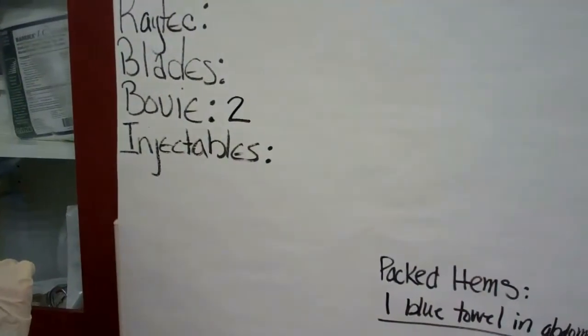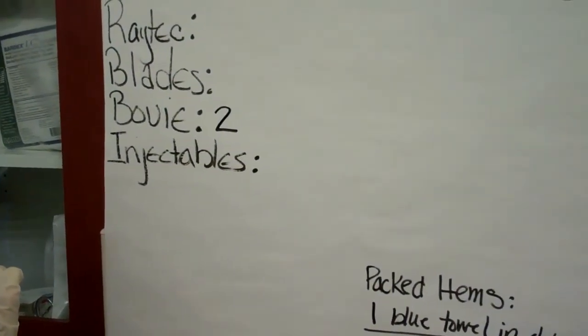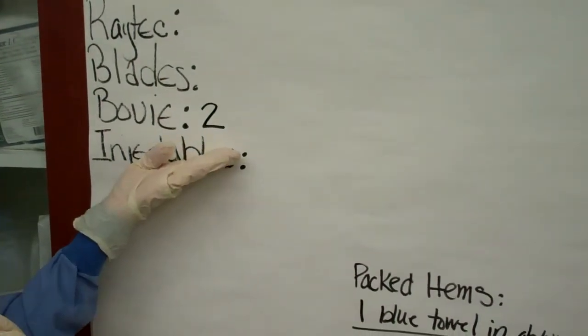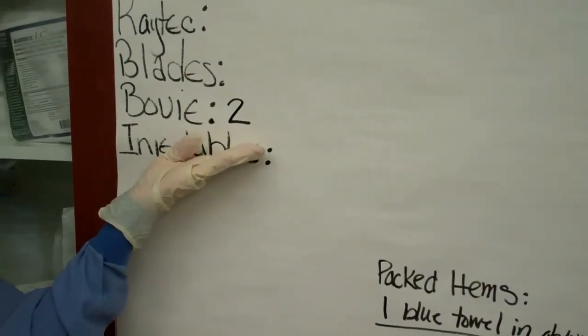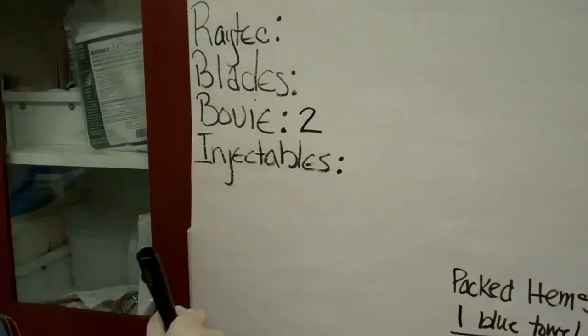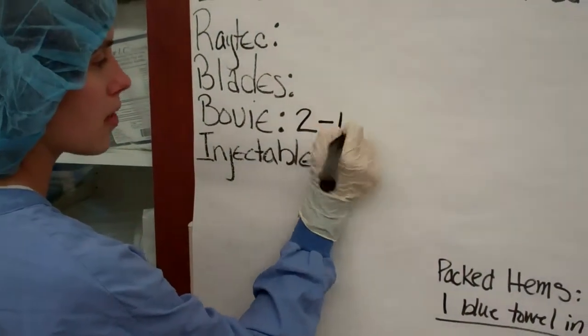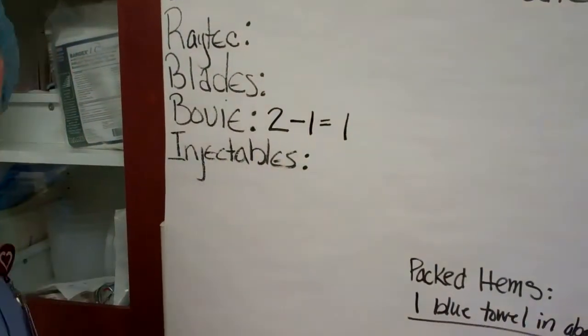For example, if you were to have a contamination or an item drop off your field, we're starting with 2 bovie tips. 1 bovie tip has dropped off the table. So we're going to account for that. Minus 1 bovie tip leaves us with 1 bovie tip left on the field.